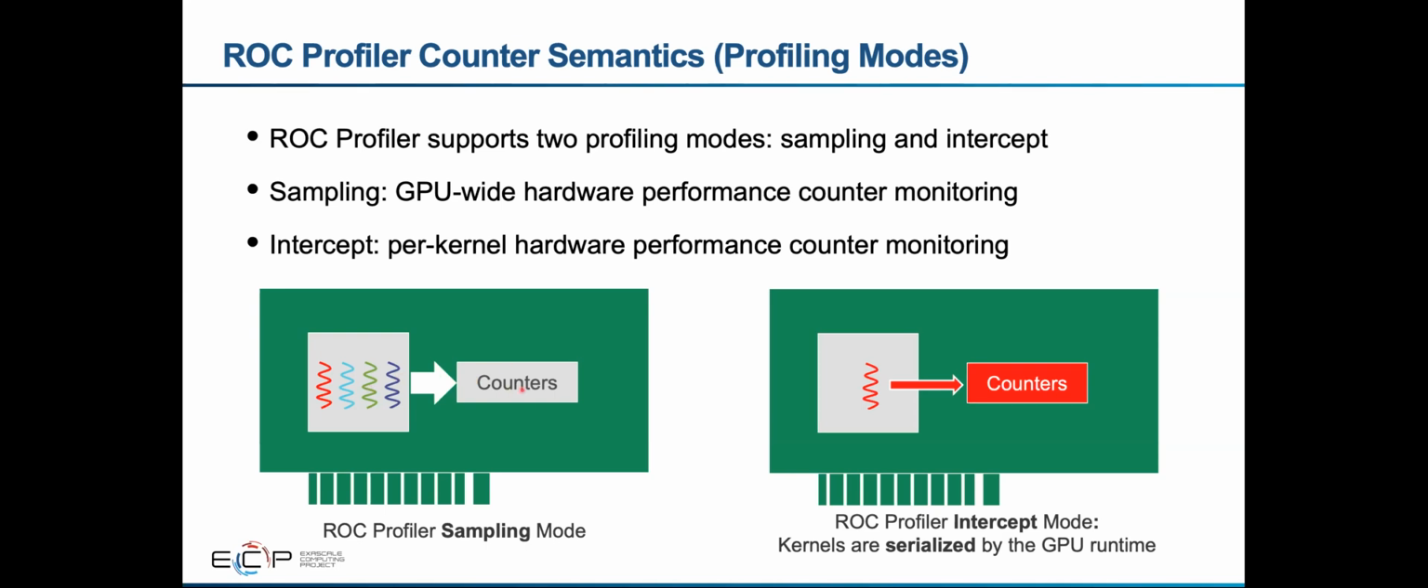In intercept mode, on the other hand, on the right-hand side of the slide, the value of the counter is a reflection of only one kernel running on the hardware at any given time. And the way that the GPU runtime achieves this single kernel running on the GPU is by enforcing serialization on the GPU itself. So these are basically the main differences between the two modes in terms of kernel granularity.